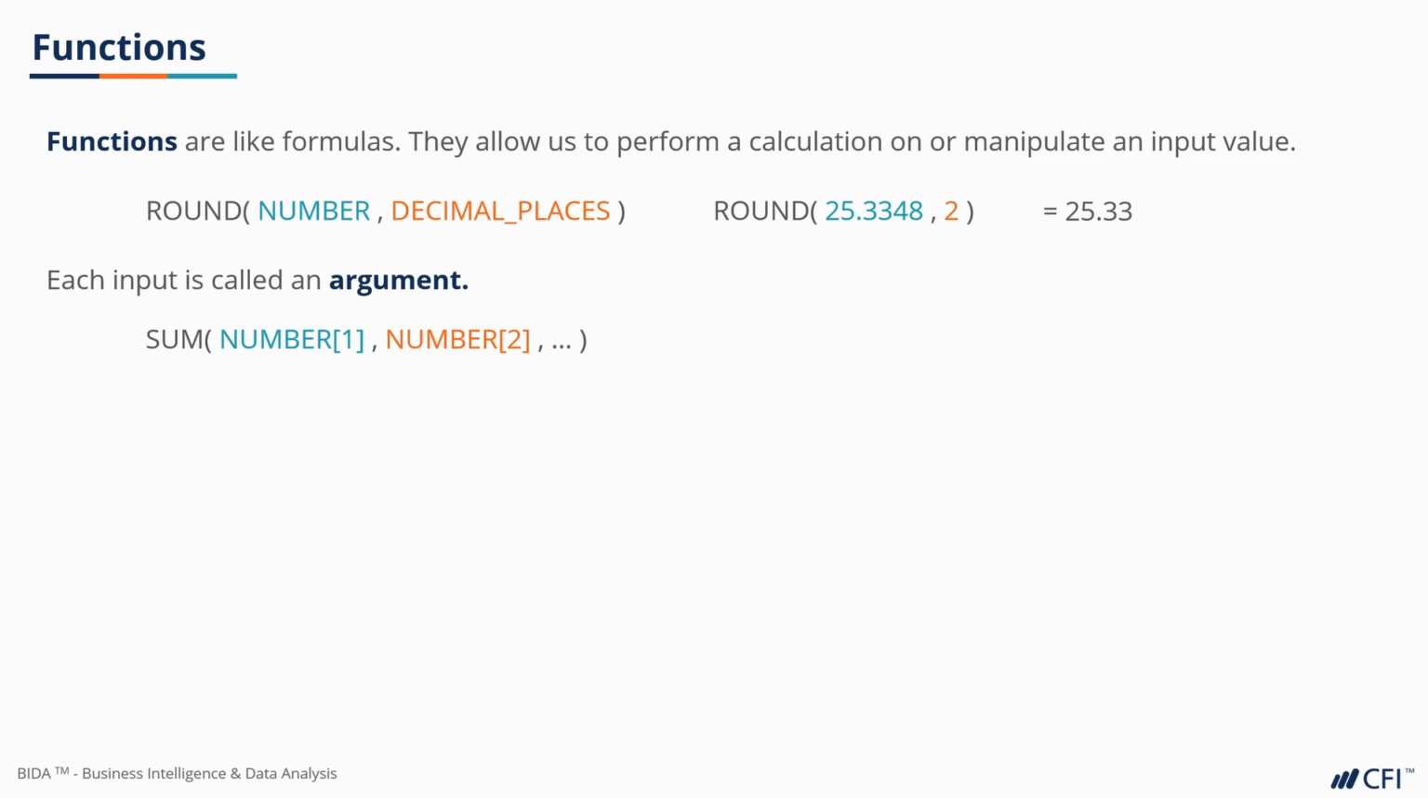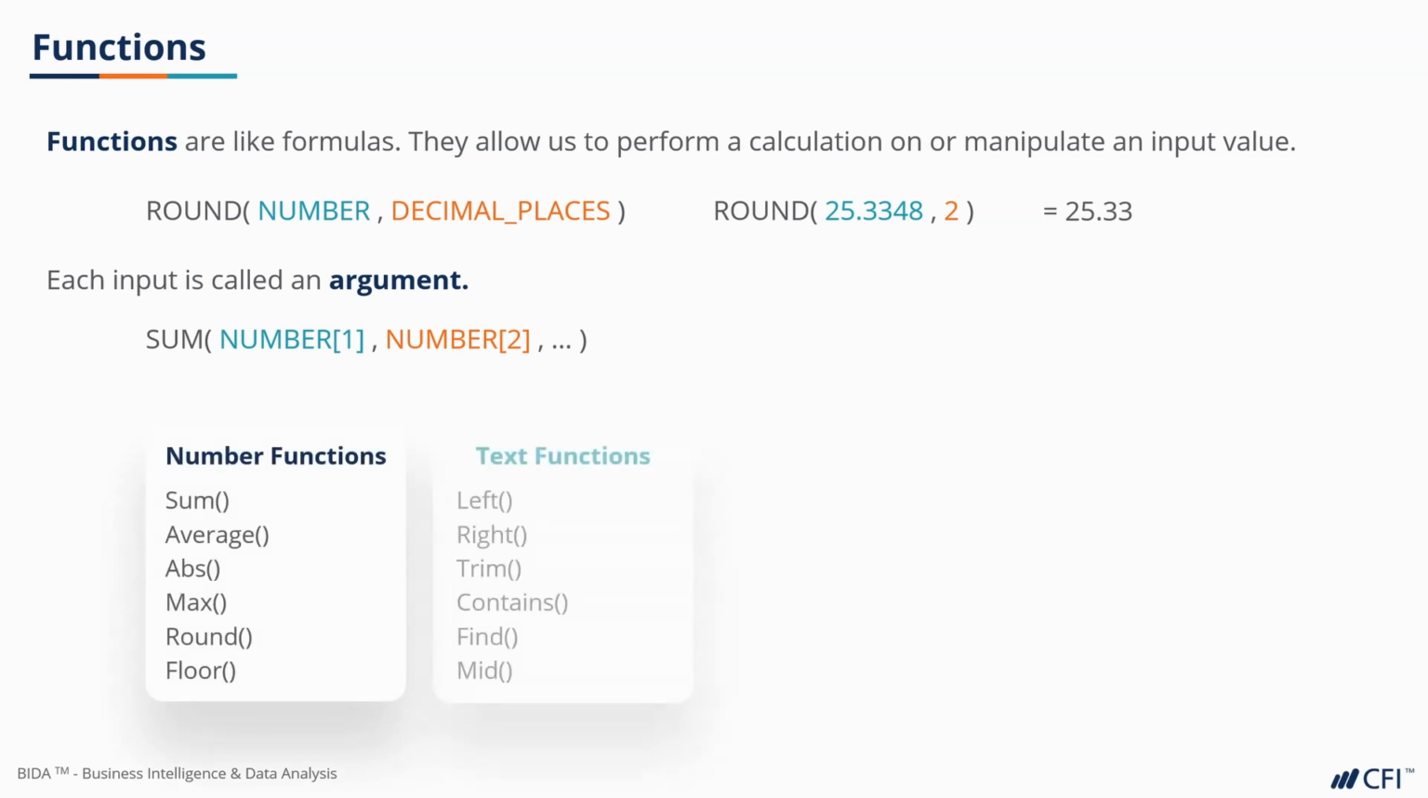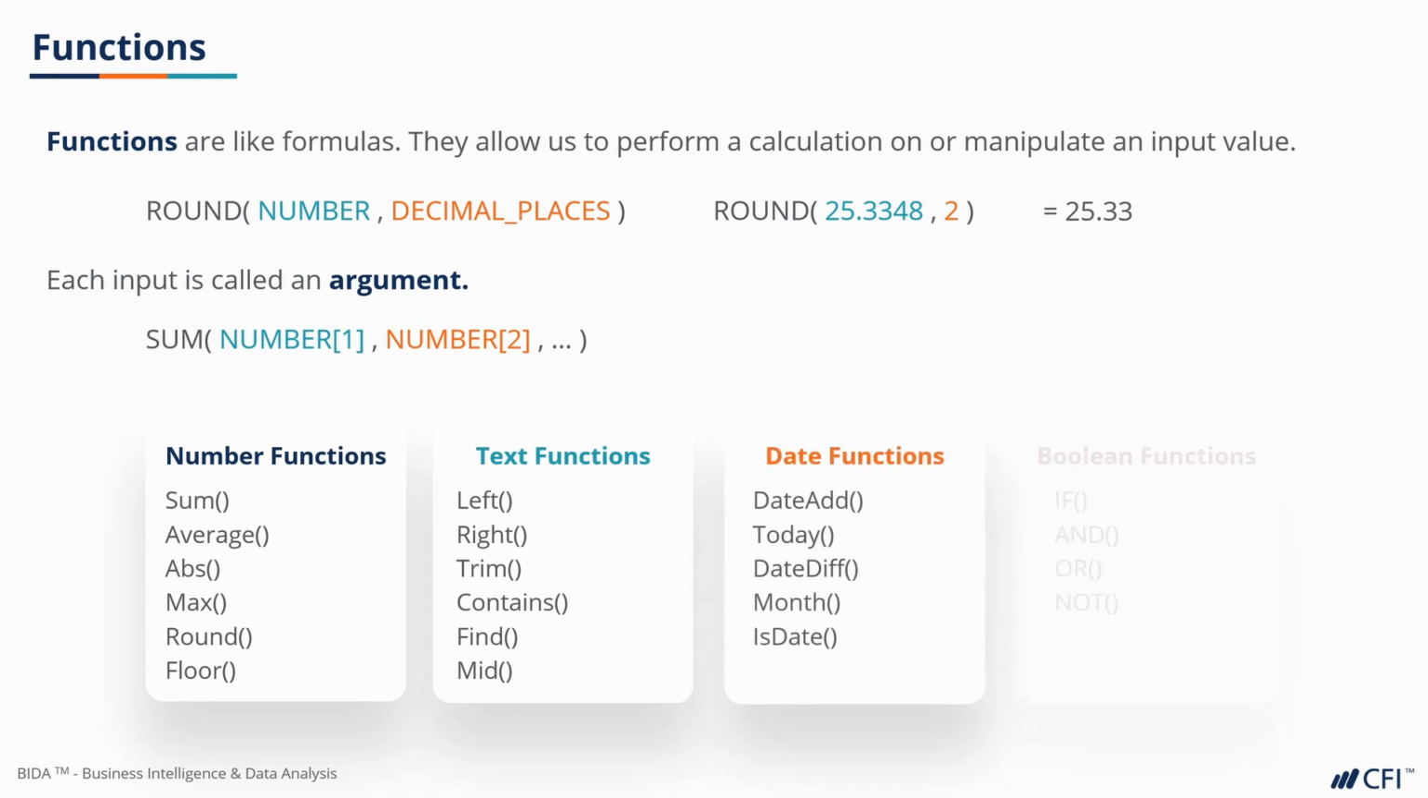And more generally, there are many different functions, which usually allow you to manipulate a particular type of variable. So that's why it was so important that we defined what type of data we were working with. Now it's fairly obvious what types of data number functions, text functions, and date functions can manipulate. But what about Boolean functions? Let's take a closer look at that data type.